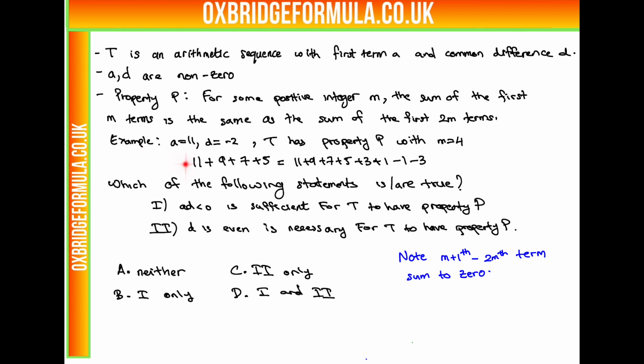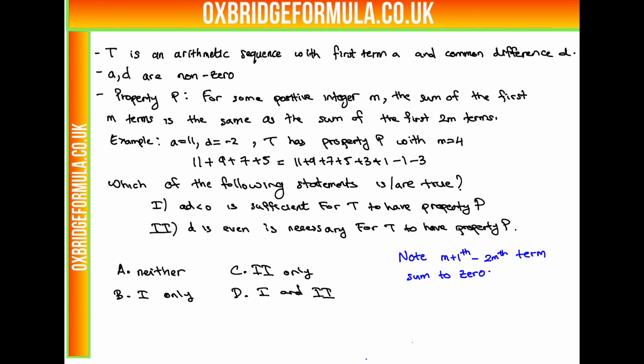We're given an example here, where A is 11 and D is minus 2. The sum of the first 4 terms is this, and that's the same as the sum of the first 8 terms, which is this, because the sum of the last 4 terms is 0, because they each pair up and cancel. Then we're investigating whether these two statements are true.